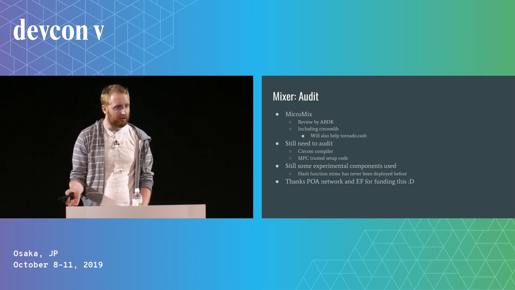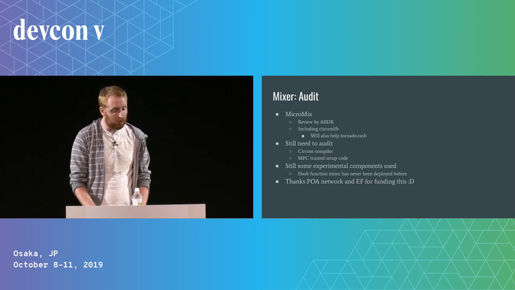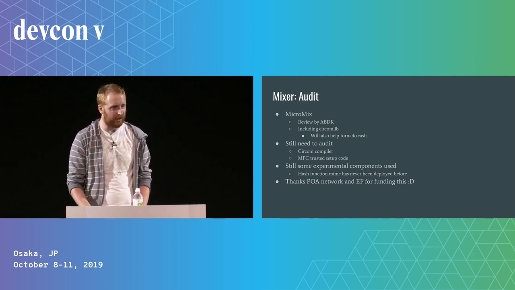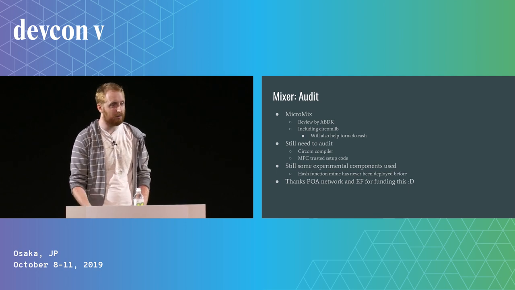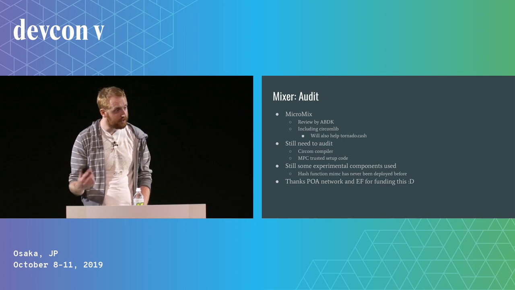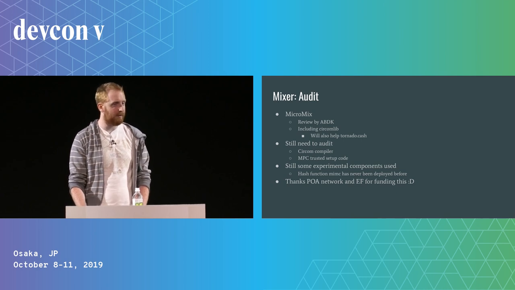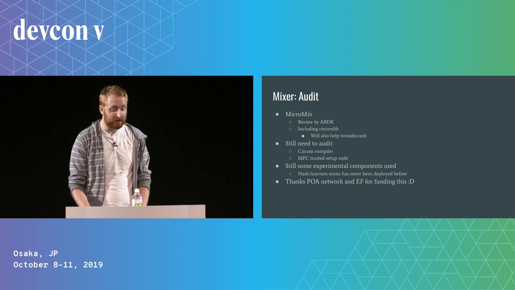And the second thing we can do is audit the mixers. MicroMix is being audited at the moment by ABDK Consulting. This includes an audit of circomlib, which will also help some other mixers, specifically Tornado Cash, that use a bunch of components from circomlib in their mixer. But we still need to audit the circom compiler and the code for the MPC trusted setup. Both of these need to be audited before we can start to be really confident about the security of our mixer.